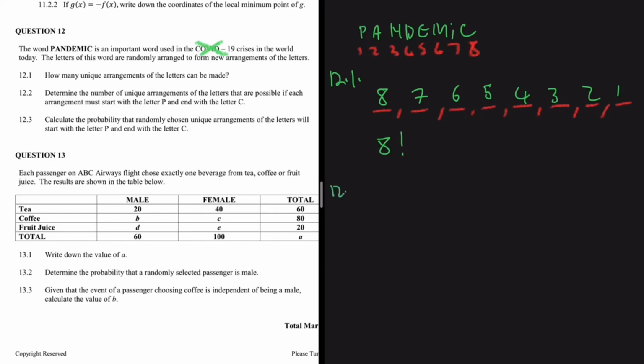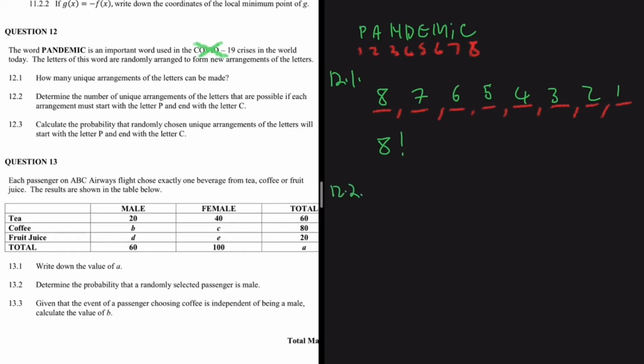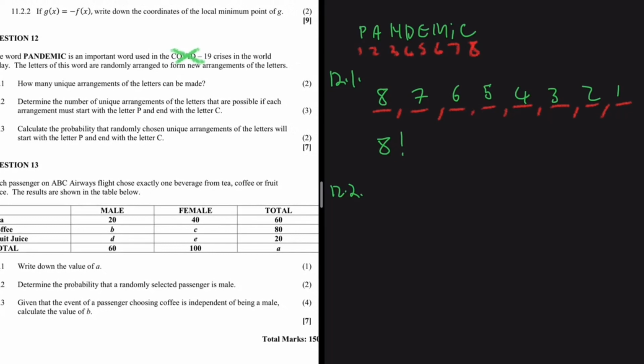And then 12.2 says determine the number of unique arrangements of the letters that are possible if each arrangement must start with the letter P and end with the letter C. So fine, let's have 1, 2, 3, 4, 5, 6, 7, 8, right? On the first letter, they're saying that let's start with P. It's a must. And then on the last letter, let's have C. It's a must. How many ways can you arrange the letters in this word if the first letter is P and the last letter is C?